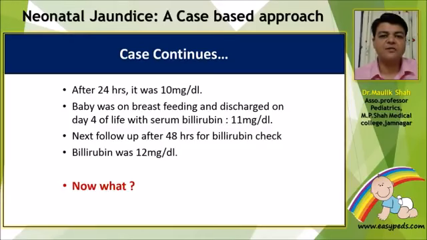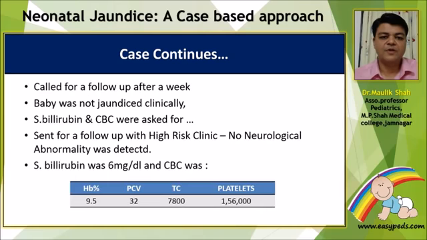Now what would you like to do? Well, we called this baby for a follow-up after a week. Baby was not jaundiced clinically. Serum bilirubin and complete blood count were done. The baby was also sent for a follow-up at our high-risk newborn clinic where no neurological abnormalities were detected. Serum bilirubin was 6 mg per deciliter and complete blood count was as follows.